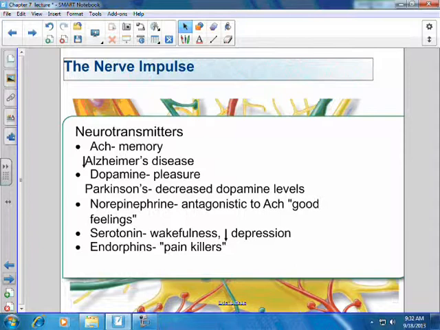Serotonin is a neurotransmitter that is thought to have a lot to do with a generalized feeling of well-being. So again, it's kind of good feelings. And a decrease in serotonin is connected often with depression and signs of depression. So loss of serotonin leads to wakefulness, not enough serotonin, often feelings of depression.